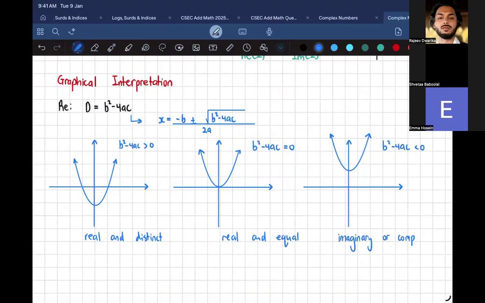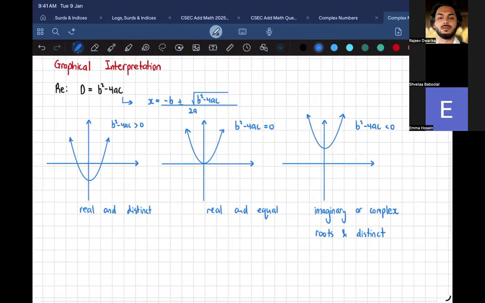And Emma, like you said, these roots would exist in conjugate pairs, so they would be distinct. Right, so you all could copy that down quickly.